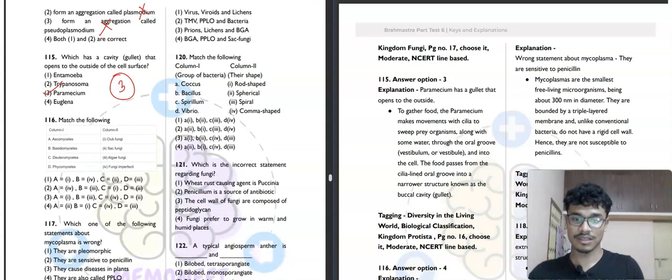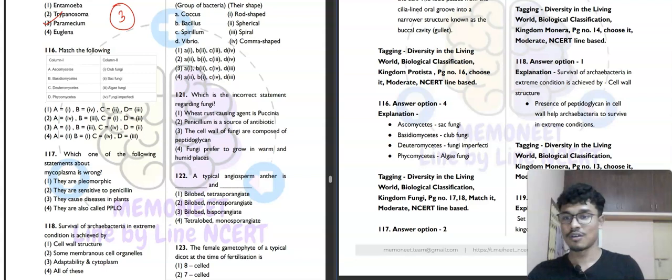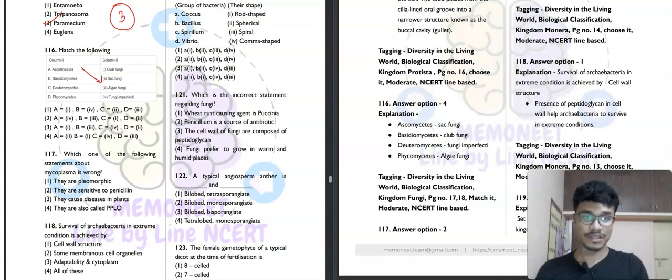Now the next one, that is question number 116. It is saying that we need to match column first with column second. Some fungi are given, and we need to think about their other names. So first is Ascomycetes. Ascomycetes, its other name is sac fungi. Then Basidiomycetes, the other name of Basidiomycetes is club fungi. Then Deuteromycetes. Deuteromycetes means fungi imperfecti. Then Phycomycetes is algal fungi.